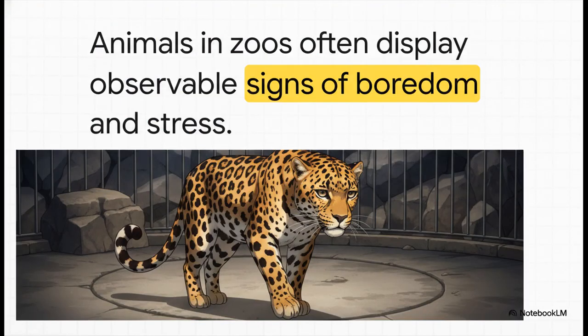So the crucial point here is that there's a visible consequence to being in captivity. This isn't just an idea, the essay points to a tangible outcome. You can actually see signs of boredom and stress. This is excellent vocabulary to describe the negative effects, and it connects the poor environment to specific sad behaviors, like pacing back and forth or repetitive movements.